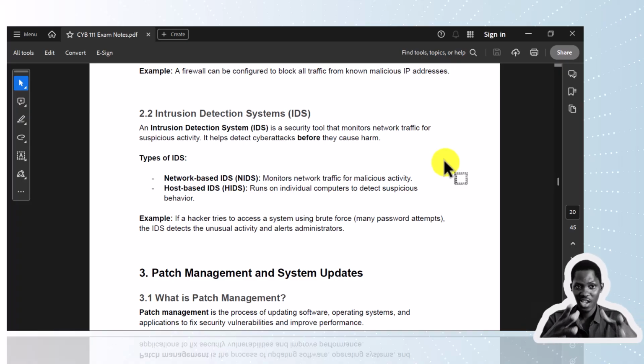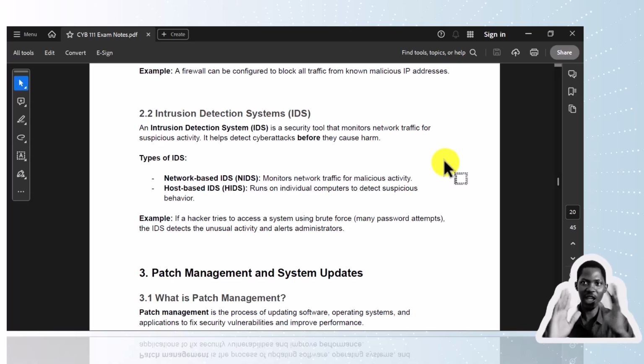So for example, with this particular example we used for IDS, if a hacker tries to access a system using brute force, many password attempts, the IPS will detect this unusual activity, and then the alerting part is going to be blocking. It will block that particular hacker from accessing the system. There are ways you can do it. You can take the hacker's IP address and block it. You can take the hacker's MAC address and block it from accessing the network. So the particular IP address that is sending in so many passwords will now be blocked, which means all the passwords it wants to send will not go through anymore.